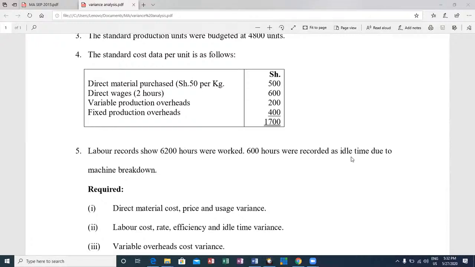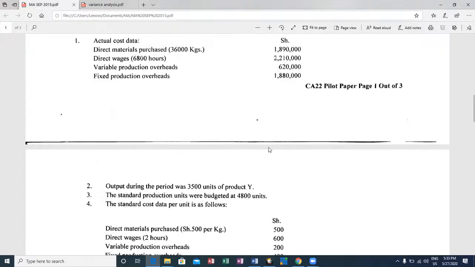But out of the 6,800, we only worked 6,200 hours. The other remaining hours, which was 600, were left idle. So if you add the two, you'll end up getting 6,800. Now, I don't want to touch on the overheads as of now. If time allows, we'll be able to touch on them.